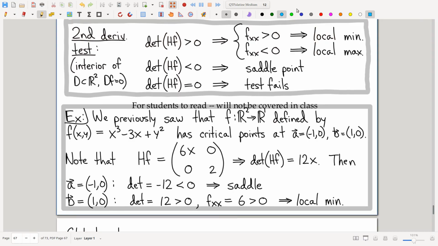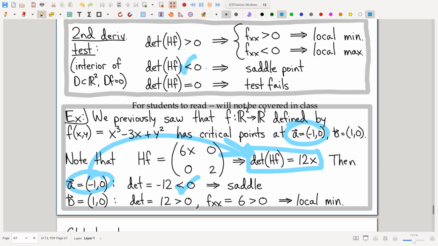Let's start with this point right here, -1, 0. That point, we plug into the Hessian determinant. It is negative. That means we have a saddle point. Everybody happy? It's plug and chug. Right? Just follow the rules.